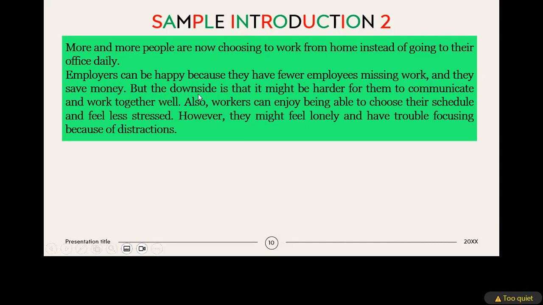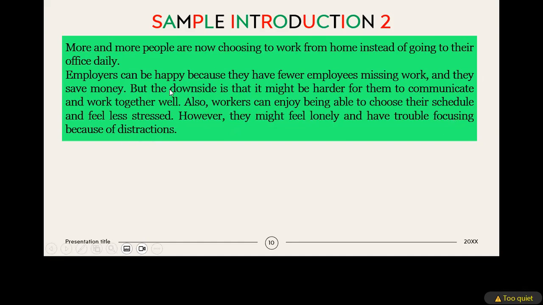But the downside, now this is the negative effect. He didn't say the disadvantage, he said but the downside is that it might be harder for them to communicate and work together well. Okay, very simple words. Also, workers can enjoy being able to choose their schedules and feel less stressed, which is flexibility. See how he answered the question? However, they might feel lonely and have trouble focusing because of distraction.